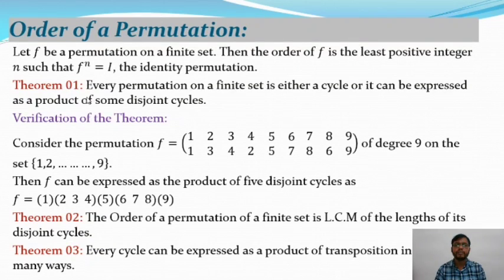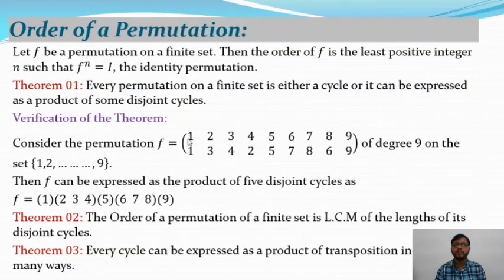So here is the theorem on the order of a permutation. Every permutation on a finite set is either cyclic or it can be expressed as a product of some disjoint cycles. So here is the verification of the theorem. So consider the permutation f, and it is equal to this, a permutation of degree n.